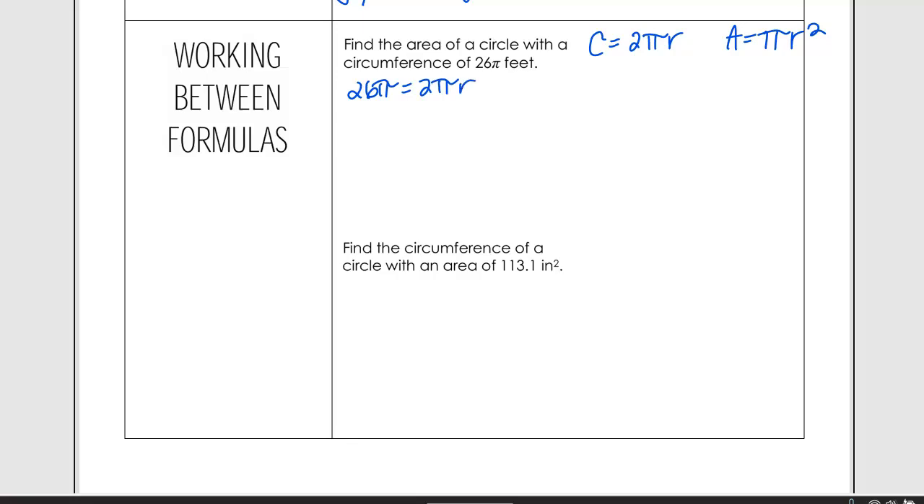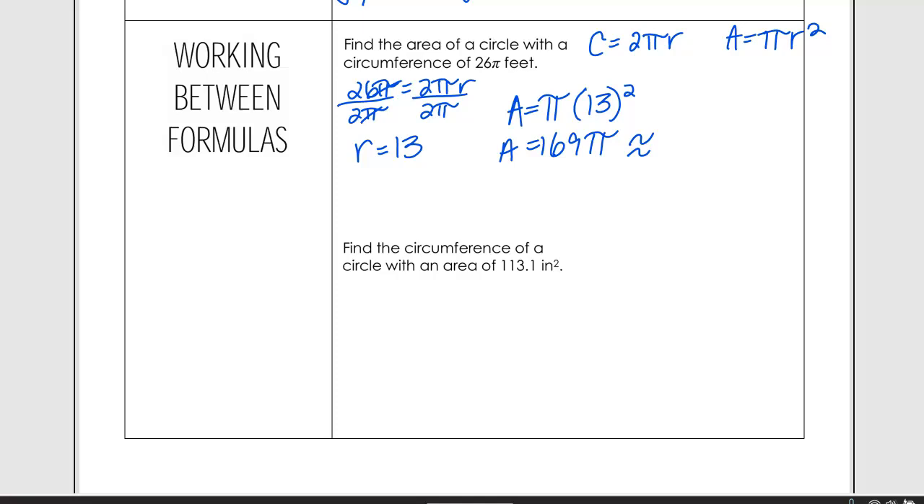So the first thing we're going to do is 26 pi equals 2 pi r. We want to solve for r, so we divide both sides by 2 pi. Our pi's cancel out, 26 divided by 2 is 13, so r equals 13. Now we can find the area. Our area equals pi times 13 squared, so area equals 169 pi. Into our calculator, we get 530.93 feet, and we remember that area will always be squared.